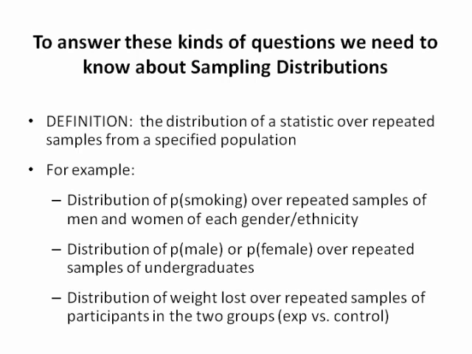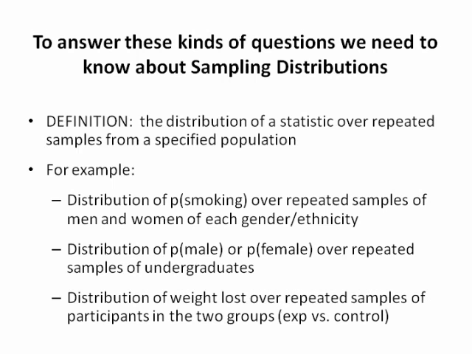When we want to answer questions like that, we need to know about sampling distributions. This is a new term that I want you to be familiar with, and hopefully you've read about sampling distributions in the chapter. Simply, it is the distribution of a statistic over repeated samples from a specified population.